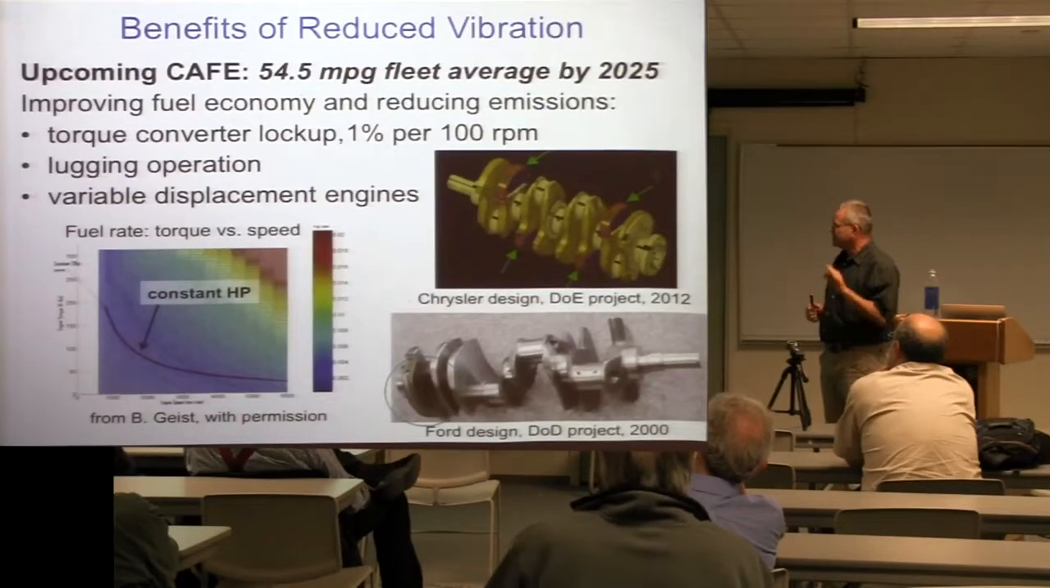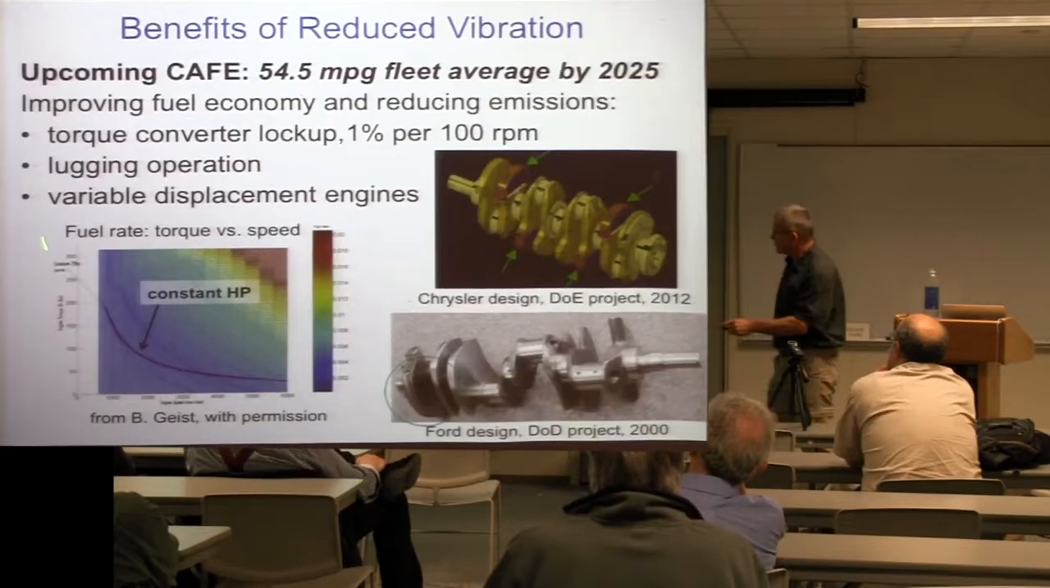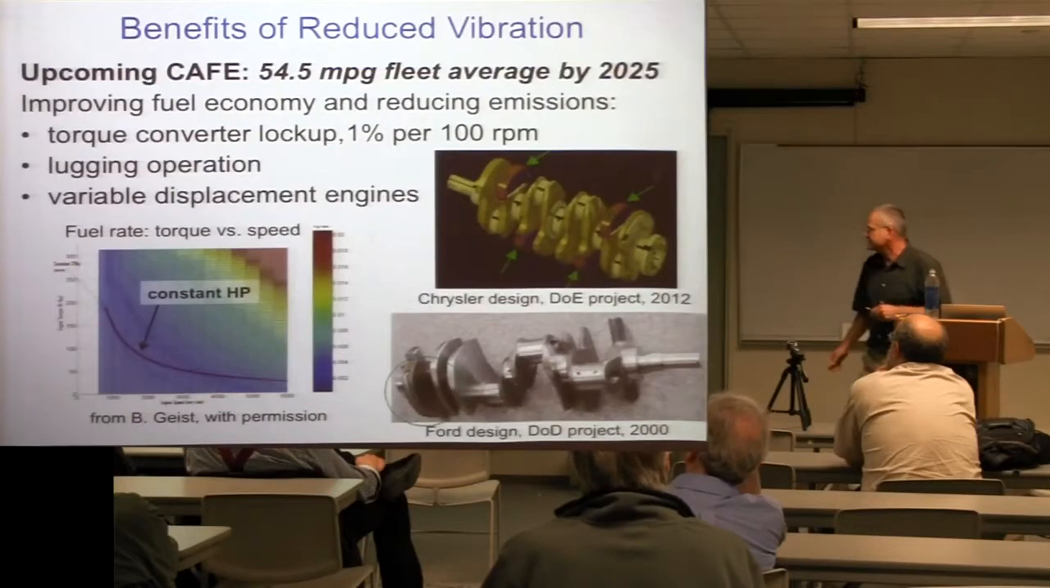Basically, if you can run an engine at a low speed, you have fewer pumping losses, less friction, and in fact, if you look at the fuel burn rate, that's this contour map, and this is engine speed and the mean torque level. And basically what happens is, if you can run at lower speed, you burn less fuel, and it's just due to these efficiencies.